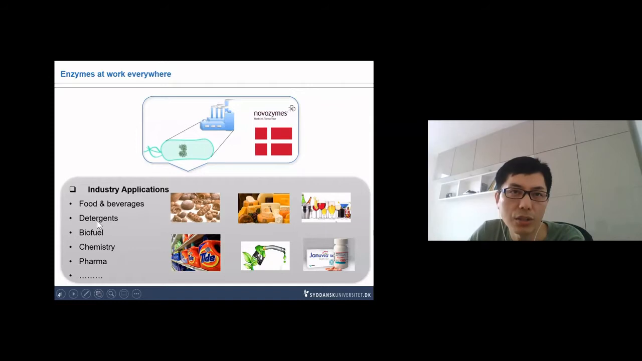Not only for food, but you probably also use enzyme-containing detergents for your house cleaning. In addition, enzymes are also used for producing clean energy, for example bioethanol and biodiesel, for the transportation sector. Furthermore, enzymes are frequently used as green catalysts for synthesizing important chemicals and producing active drugs in the chemical and pharmaceutical industry. More and more, enzymes are widely applied nearly everywhere.